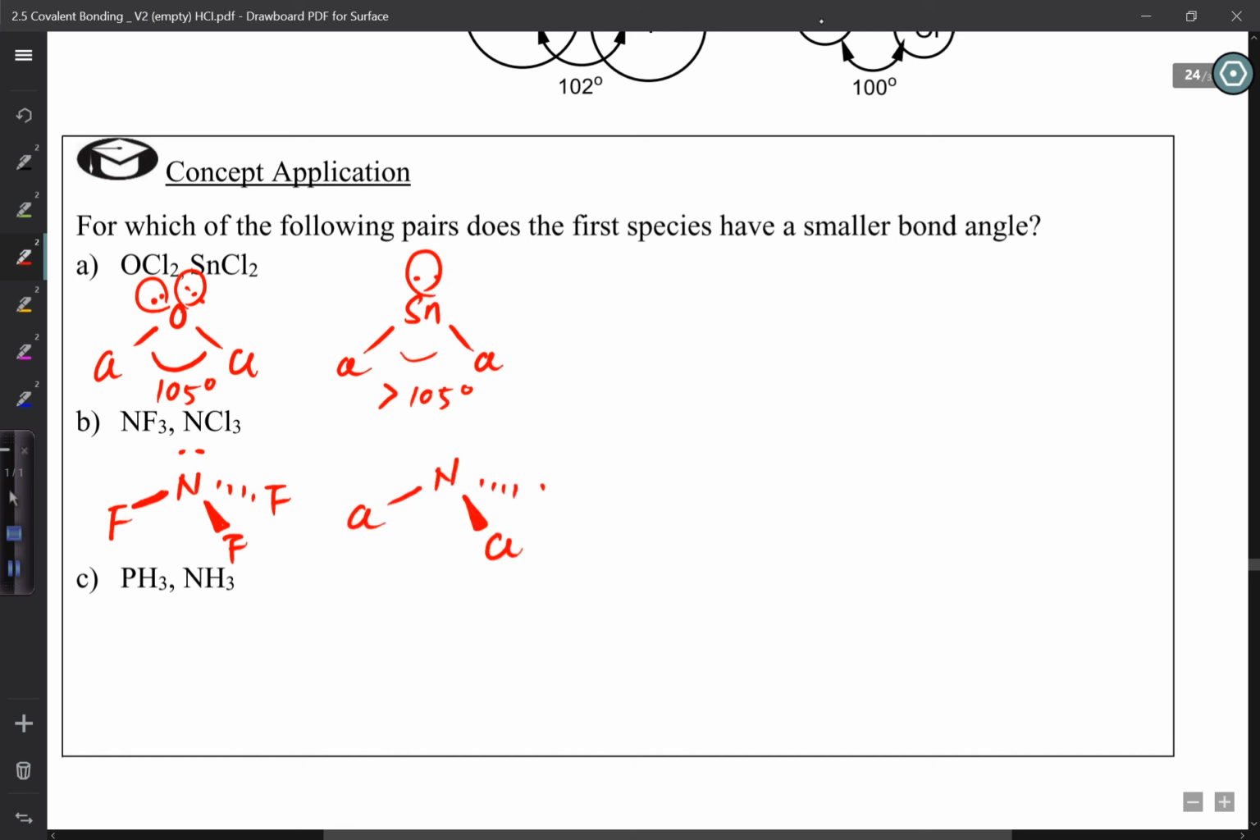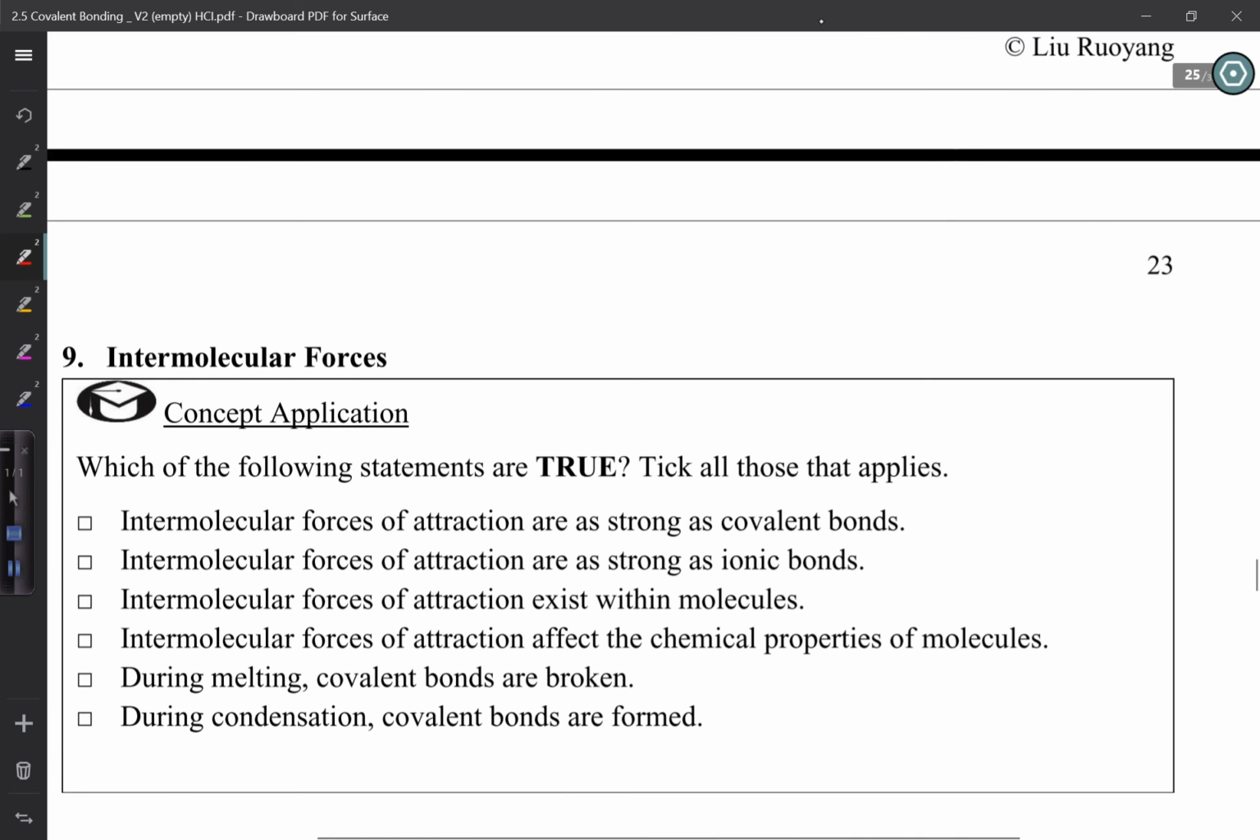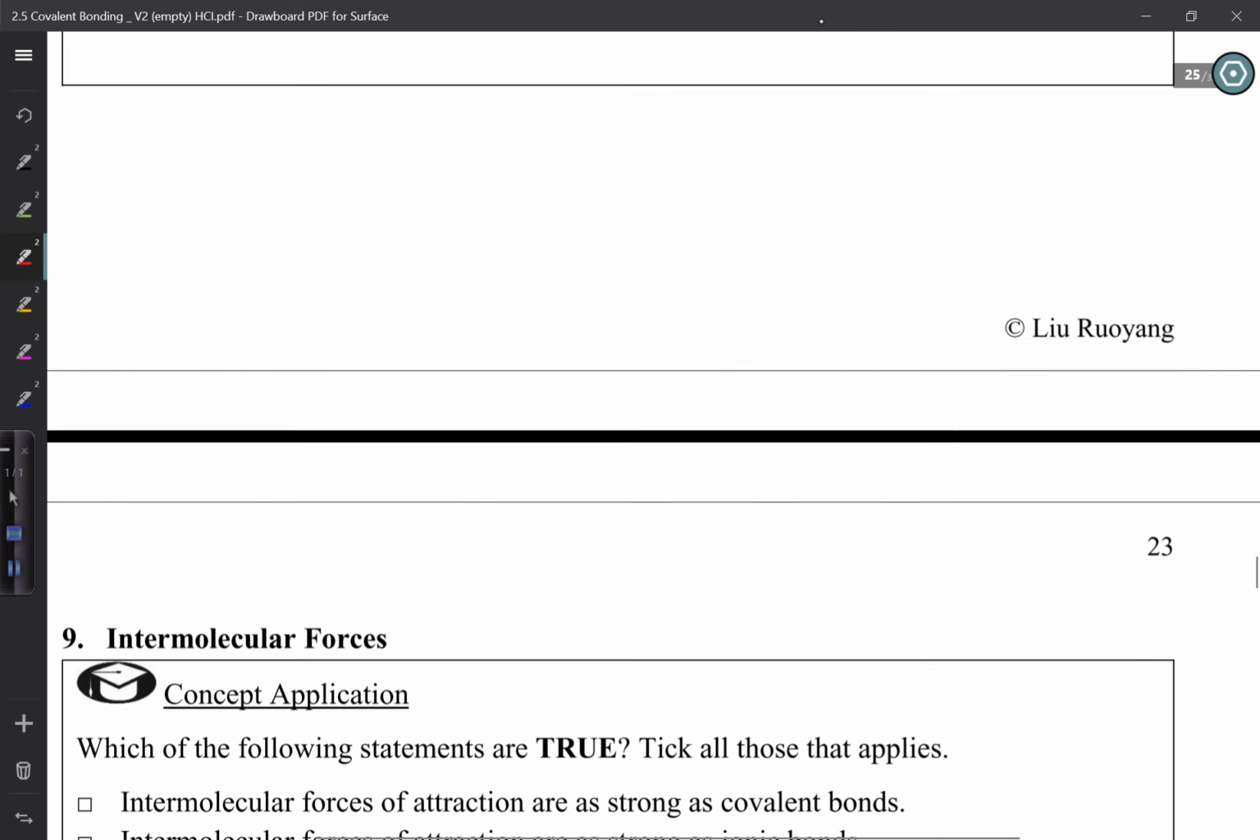School didn't teach us anything about 3D. 3D? Yeah, then it's fine. Does your school teach? We don't exactly have 3D, but it is somewhat like that. Okay, because after this part is on intermolecular forces really.